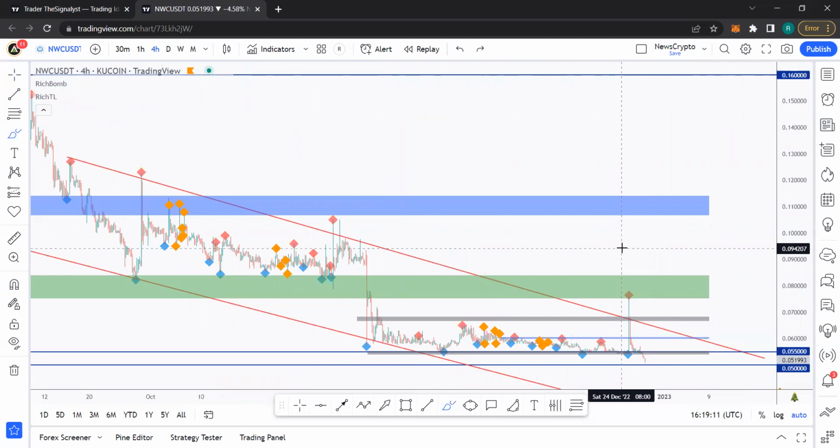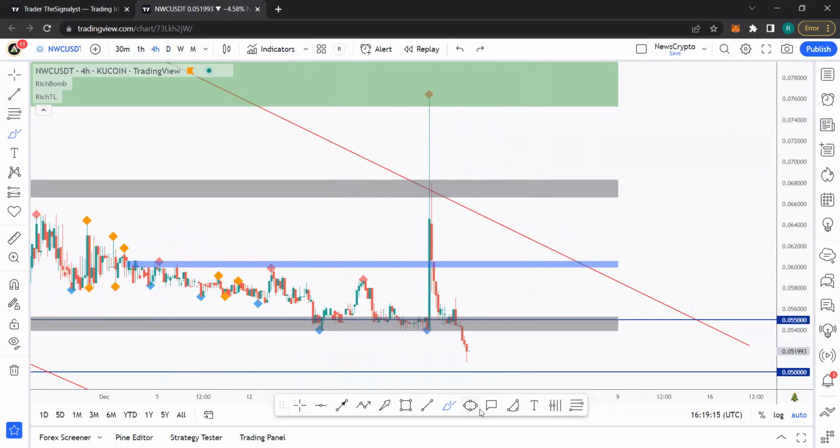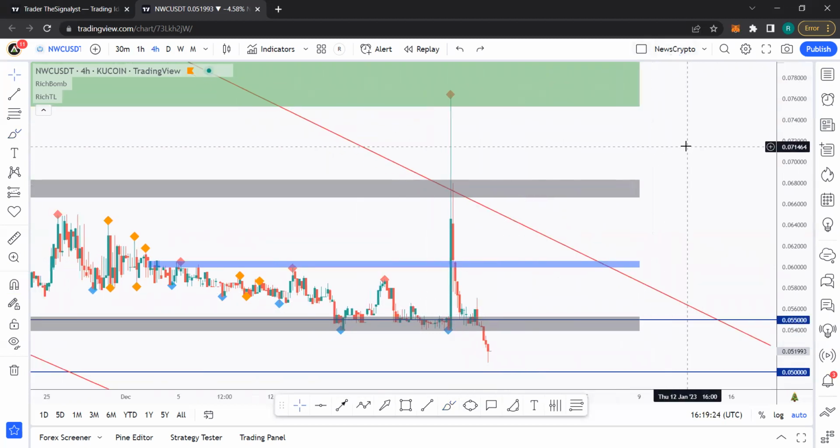For now, we are bearish, trading inside the zone, especially that we broke lately below these lows. So I would like to see the bulls breaking back above the 0.055 to reclaim control. Then we'll be able to trade higher.